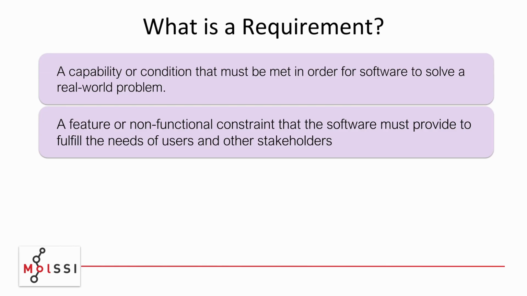Another definition they provide is a feature or non-functional constraint that the software must provide to fulfill the needs of users and other stakeholders. So the second definition introduces something else: instead of just solving a problem, it's trying to solve a need. We have different stakeholders and users involved in our software project. If you're a developer writing a project for yourself, you may think there are no other stakeholders, it's just me. And that is true, but a more useful way, in my opinion, to look at that is you are filling the role of multiple different stakeholders.